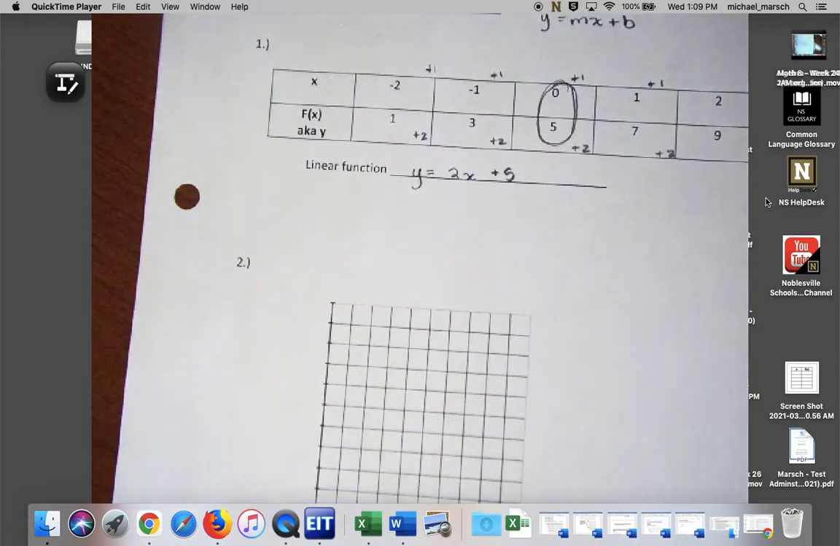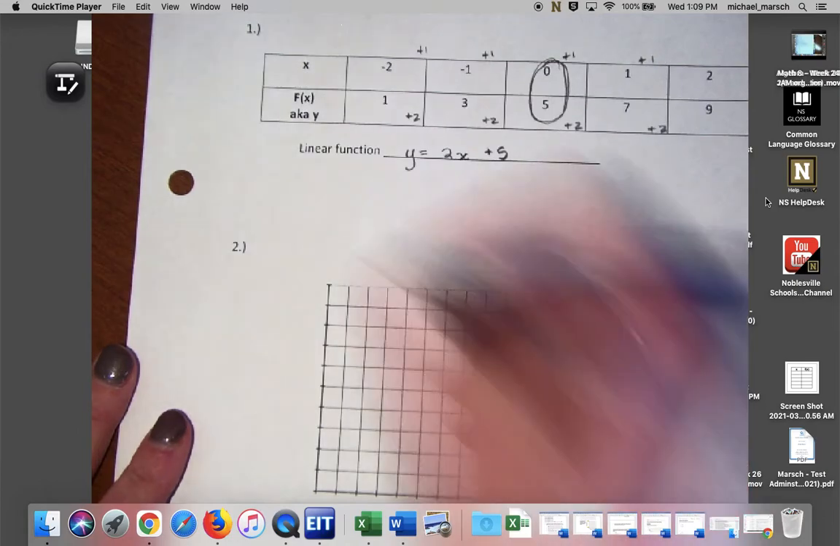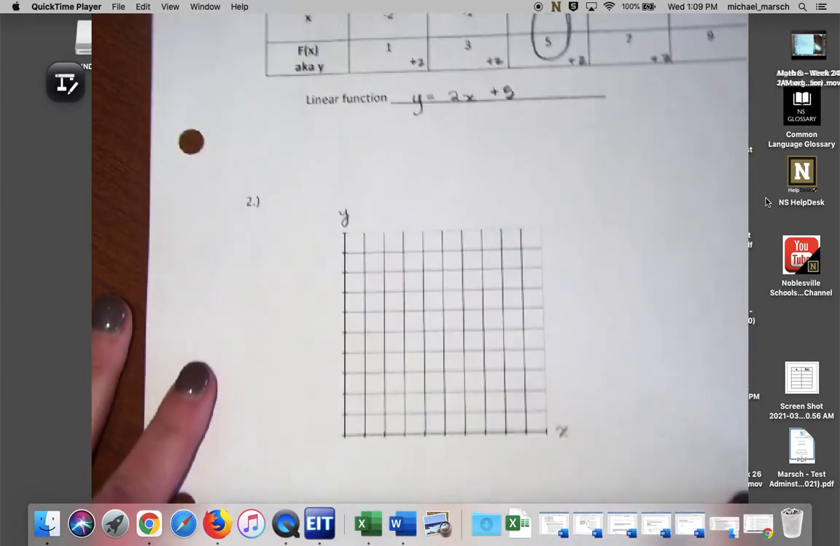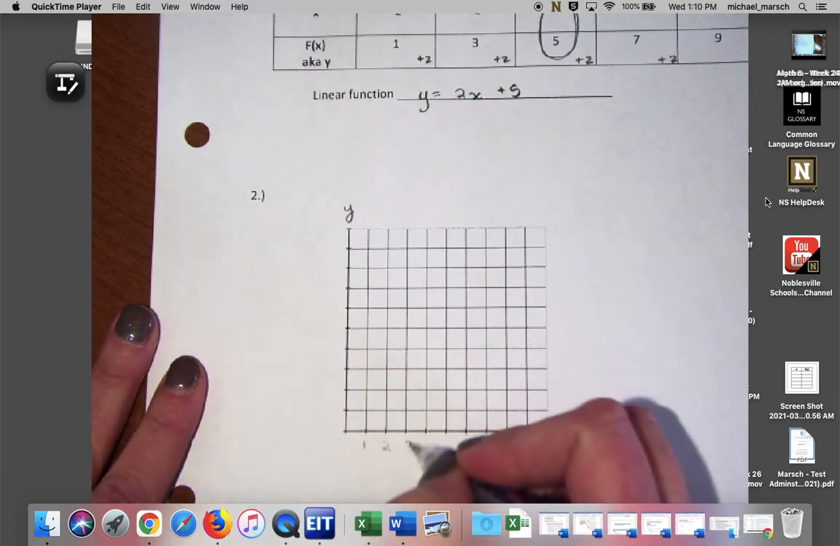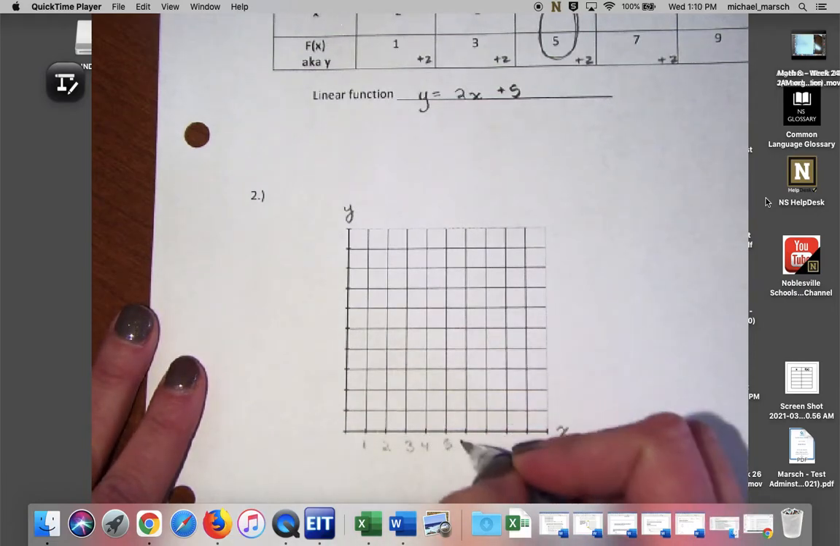All right. So we're going to fill in this graph here. We've got our x-axis and our y-axis. And we're going to go by single digits for both values, for the increments.